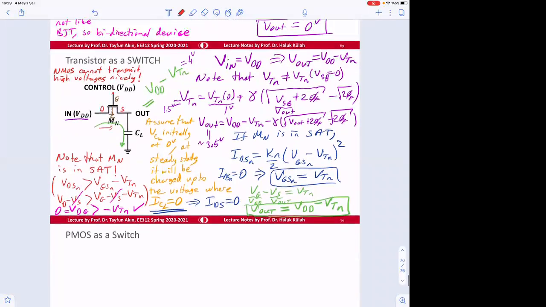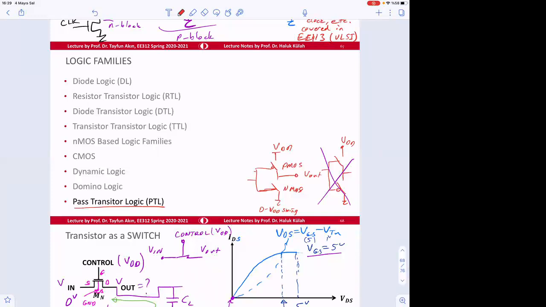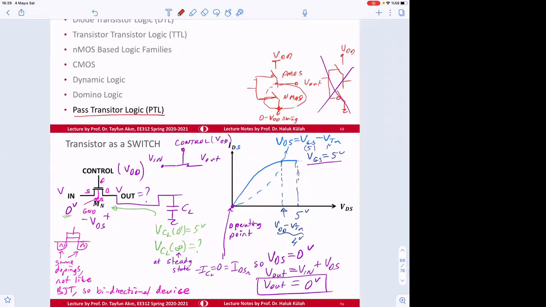We will look at the PMOS. Of course, for an inverter, we like this because NMOS transmits the low voltage nicely. But we'll see that PMOS transmits the high voltage nicely. And that's why for the upper portion, which is connected to VDD, we use the P transistors.